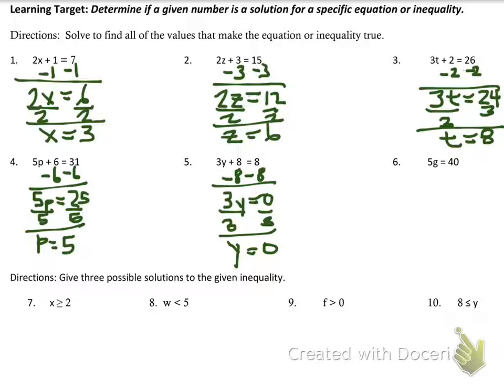And the last one is just a one-step equation. I just need to undo multiplication with division. So I'll divide by 5. Whatever I do to one side, I have to do to the other. And we get g equals 8. Okay, so there's those. It's just solving equations. Undo addition, subtraction first with the opposite operation. Then you undo the multiplication or division with the opposite operation. Isolate the variable. It will tell you what it's equal to.